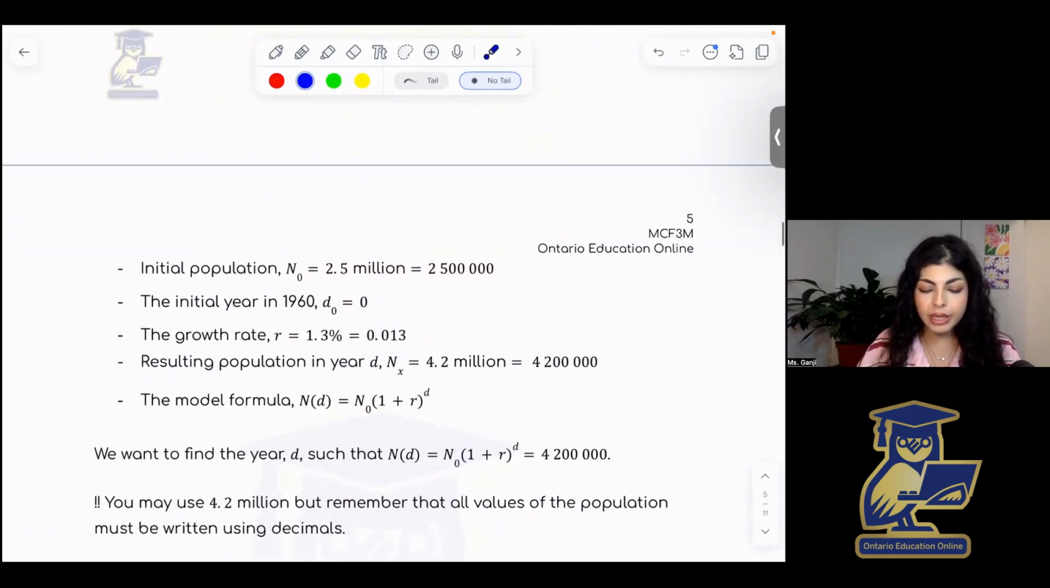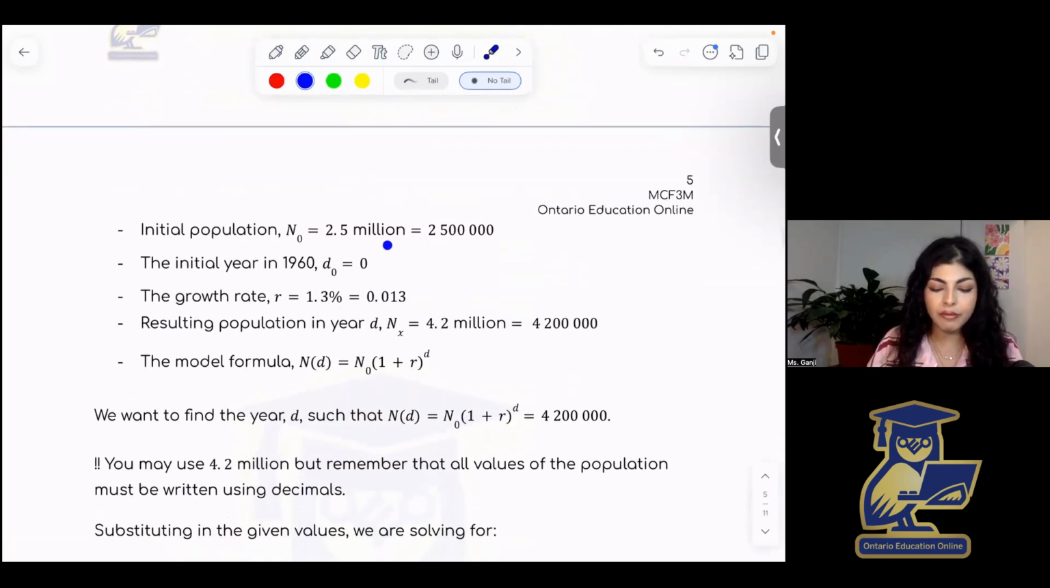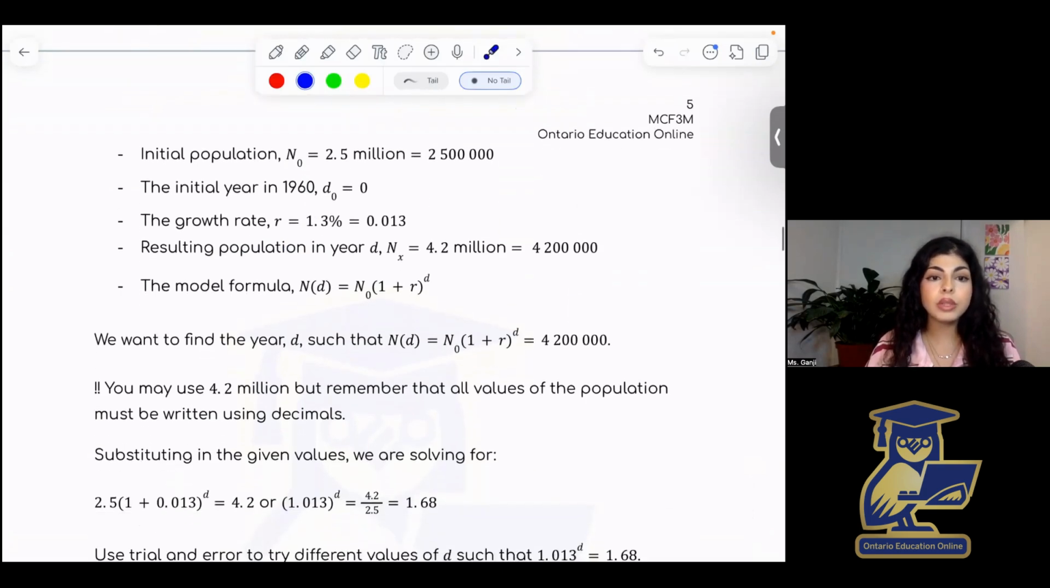So again, beginning with our initial values, we have 2.5 million people as our initial population. The initial year is 1960. The growth rate was 1.3%. And the resulting population in year D, and we don't know what year D is, is 4.2 million.